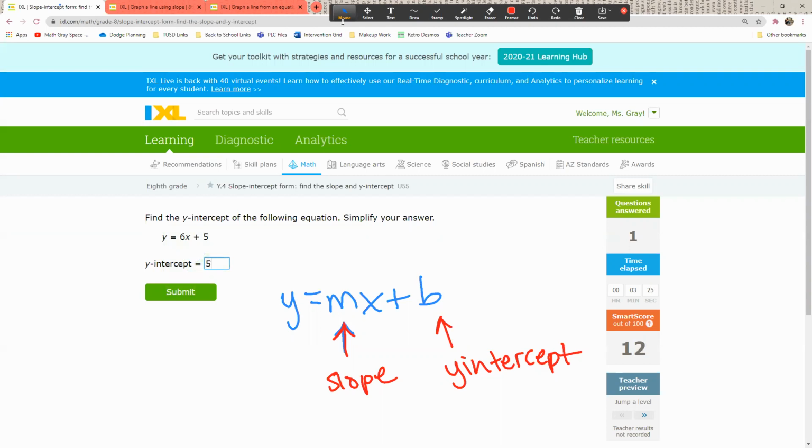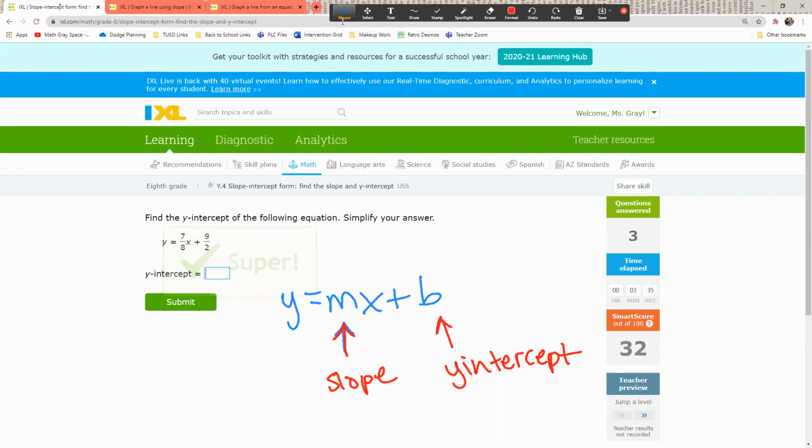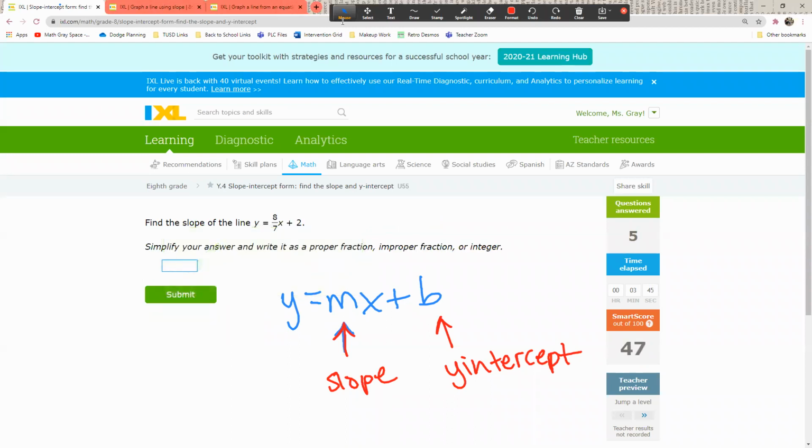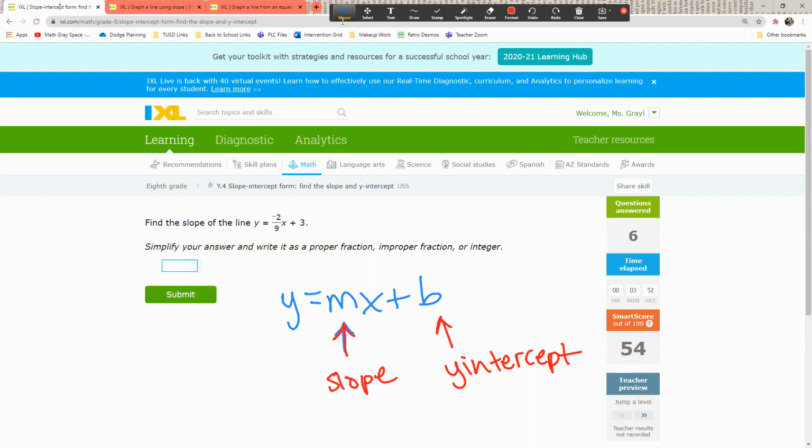Here I'm trying to find the y-intercept. So again, a number by itself is a positive 5. Here I'm trying to find slope, which is the number in front of x this time. So that's -9/5. This one I'm trying to find y-intercept. So that's the number that's by itself, 9/2. Y-intercept is by itself, 9/8, positive. Slope is in front of x, so this time it's 8/7. Slope of this one is -2/9.